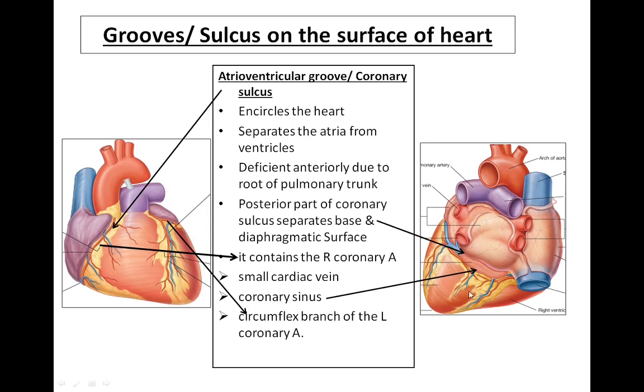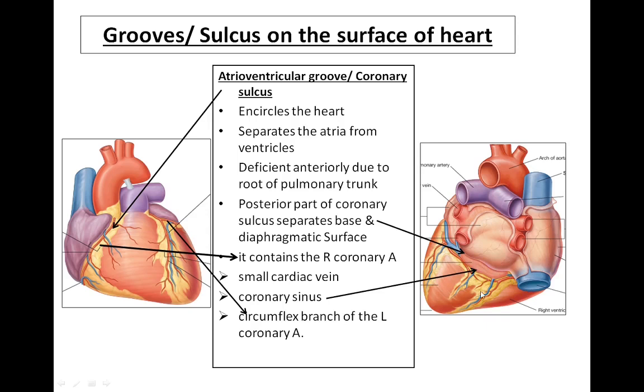Then on the posterior aspect of the coronary sulcus, we have the coronary sinus. This is sinus, this is sulcus, just mind it. This is a sulcus, coronary sulcus or atrioventricular sulcus. But the posterior part of the coronary sulcus has a structure that is our coronary sinus, which is the largest venous channel of the heart, which will directly open into the right atrium.